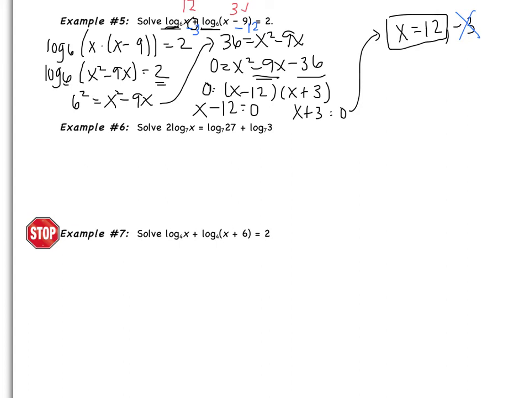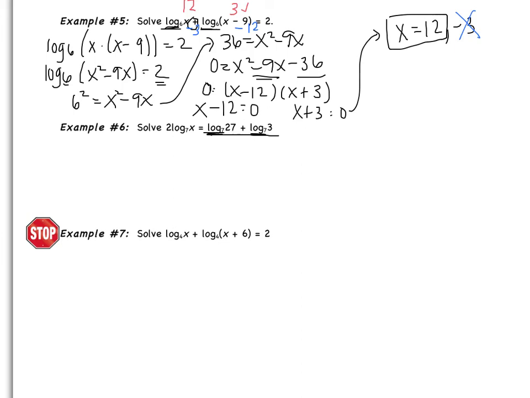Okay, let's look at example 6. It says solve, and then it gives us an equation. So first thing we're going to notice is we have 3 different logs. Every number is connected to a log. I have 2 logs on the right side. So what I want to do is condense those into one log. I can do that because they both have the same base, log base 7, log base 7.